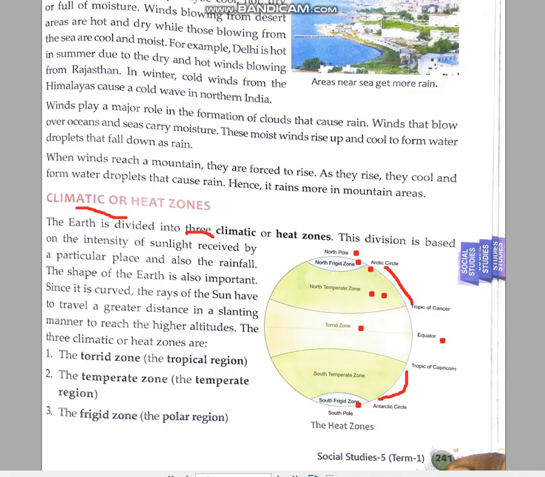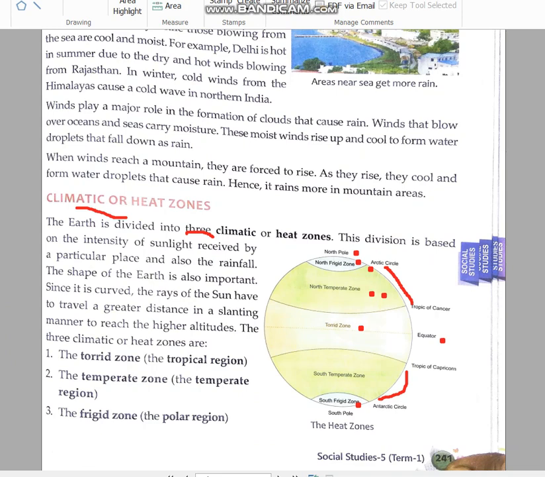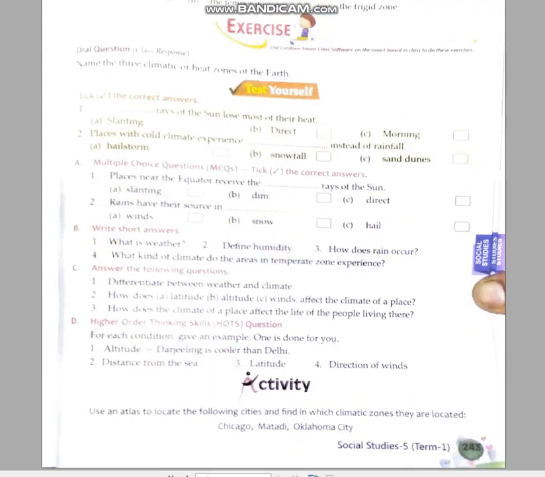Now we come to the back exercise of the chapter. Blank rays of the sun lose most of their heat. I think we have already done slanting rays of the sun. Places with cold climate experience snowfall. Places near the equator receive the direct rays of the sun. Rays have their source in the winds.